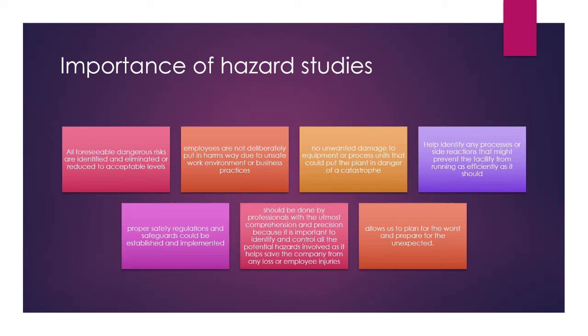By doing all these, proper safety regulations and safeguards could be established and implemented as safe guidelines on all plant-related operations. In the end, this hazard study should be done by professionals with the utmost comprehension and precision, as it is important to identify and control all the potential hazards involved, as it helps save the company from any loss or employee injuries and allows us to plan for the worst and prepare for the unexpected.